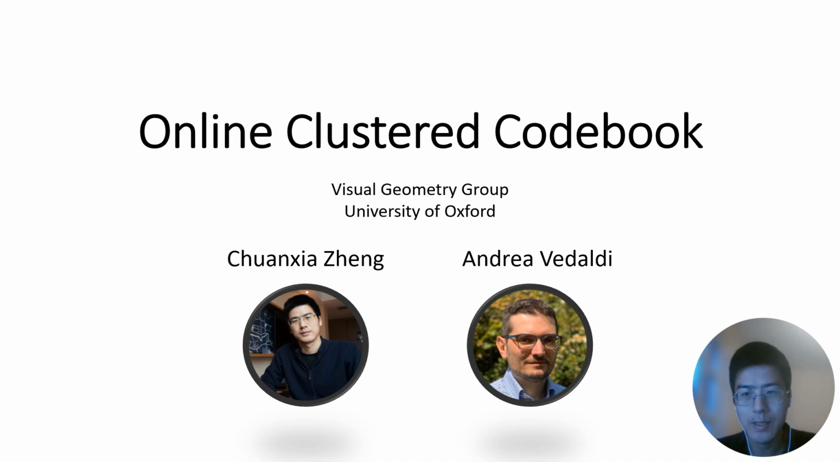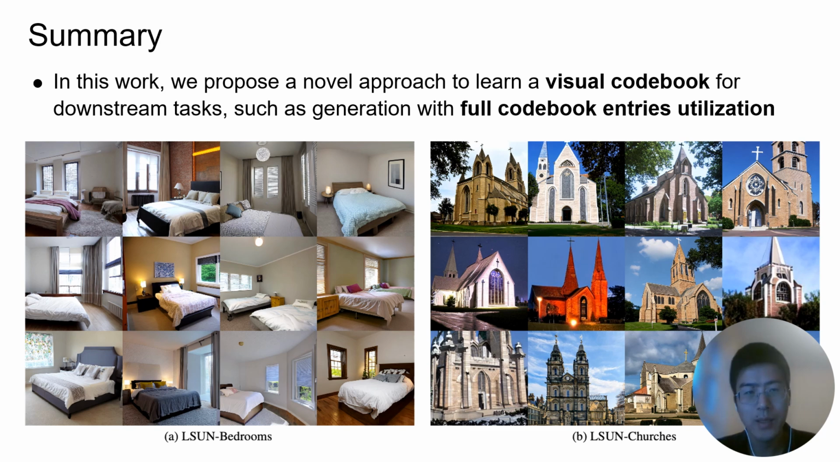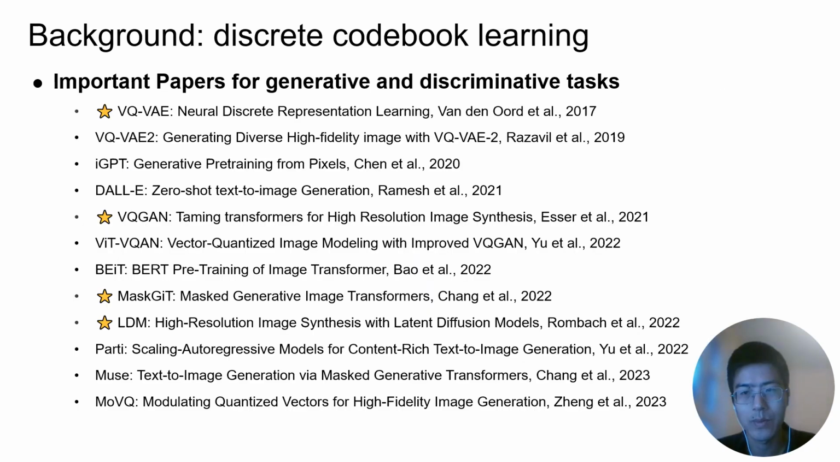I will introduce our ICCV paper named Online Clustered Codebook. In this work, we propose a novel approach to learn a visual codebook for downstream tasks, such as generation, with full codebook utilization. This is a summary of the famous work on discrete representation.